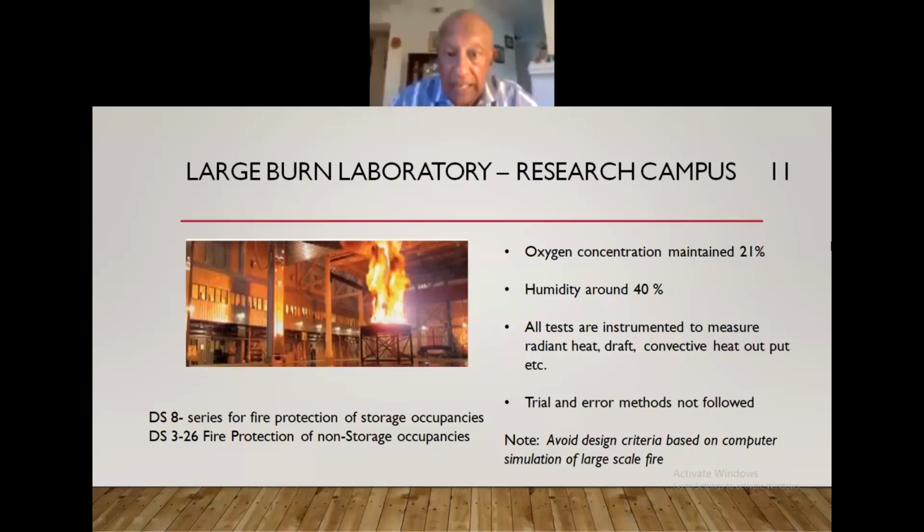All tests are instrumented to the nth degree. We measure the radiant heat because that can ignite surrounding combustibles. The draft, the convective heat output. If you can see on the top, there is a semicircular thing called a cone calorimeter. The cone calorimeter is collecting all the convective gases, and it is measuring the megawatt output of the fire. So all this data is incorporated into these two standards, Datasheet 8 and Datasheet 3-26. Every standard has two numbers. The first number, 8, is the series, which is storage, and it gives you protection of storage of anything in a big warehouse. And Datasheet 3-26 is for non-storage occupancies, like a semiconductor facility or an office building, whatever.